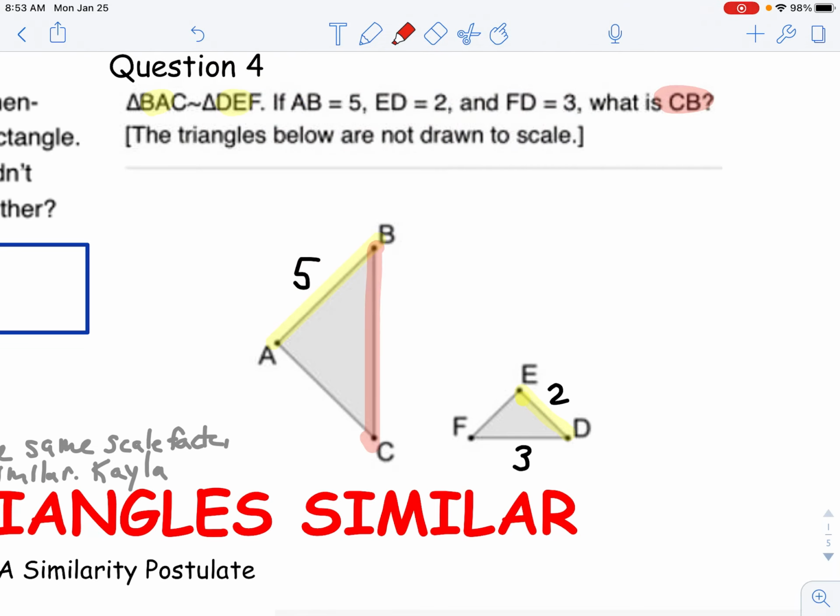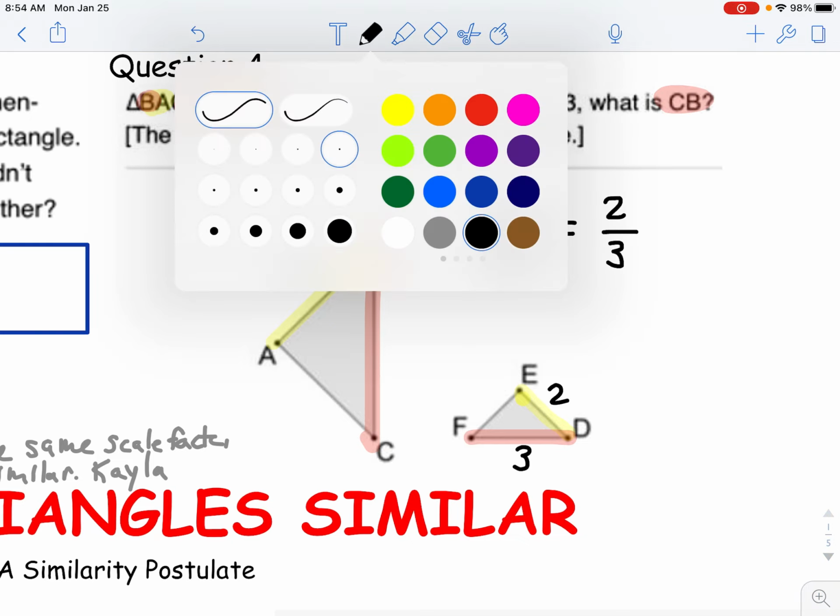All right, notice how it's asking CB. That's what I need to find. What corresponds to CB? Well, that's FD. All right, so I've matched up my corresponding parts. Now let's just be careful when I write this ratio. I'm going to do 5 over BC. So I stayed with the big triangle, made a ratio, and then 2 over 3.